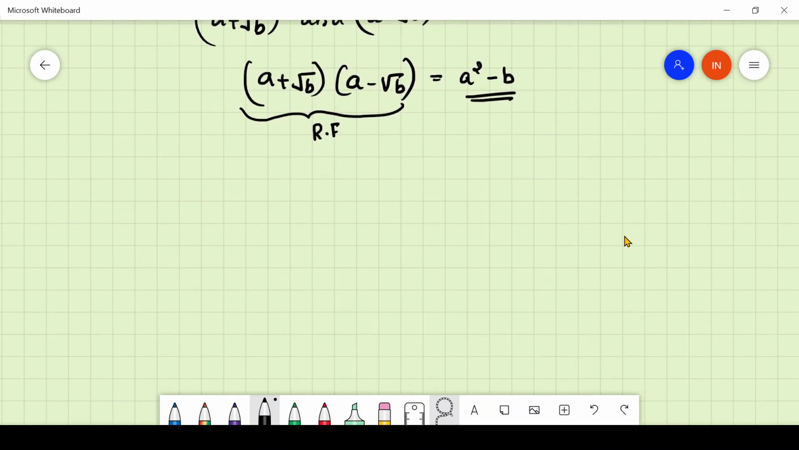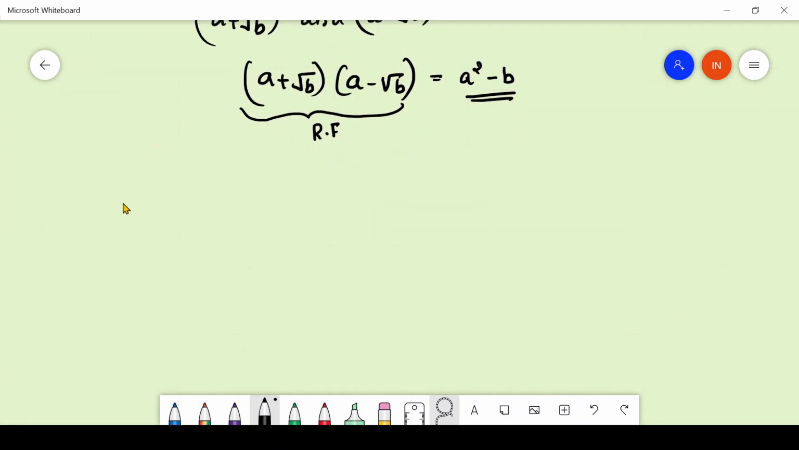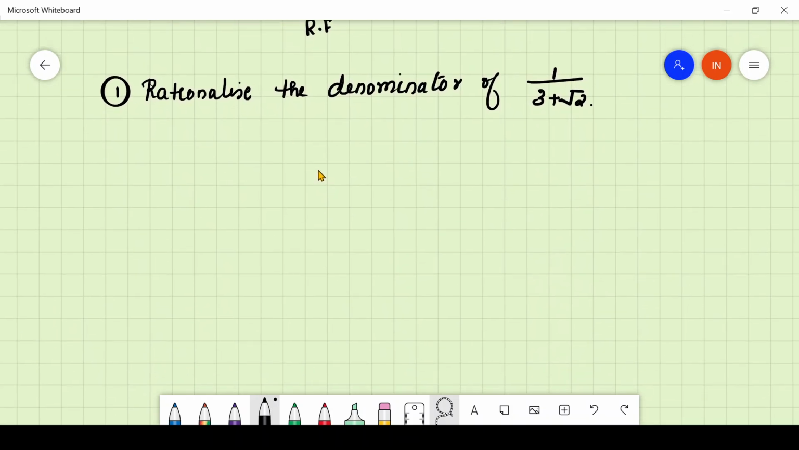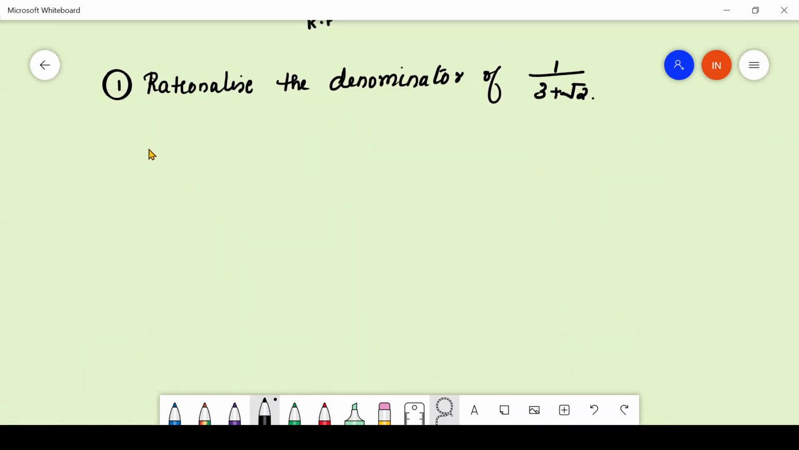So let us go ahead with another example to simplify and change the denominator to a rational number. So rationalize the denominator of 1 by 3 plus root 2. So how can we change the denominator to a rational number? Let's see. So here we have the question 1 by 3 plus root 2, right? We have to change the denominator to a rational number.